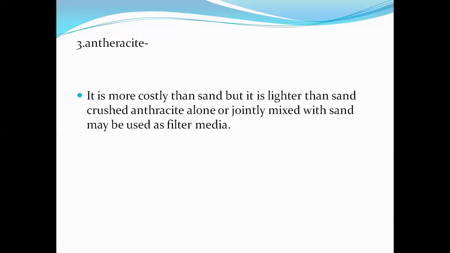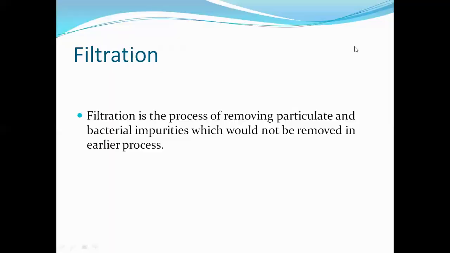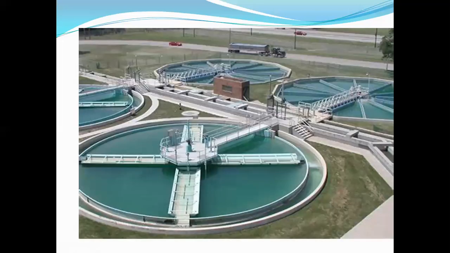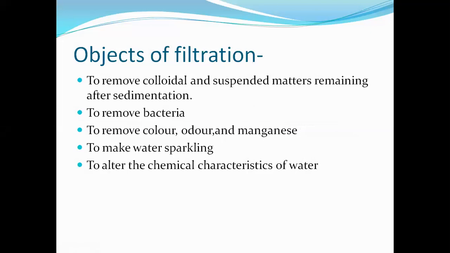Now let us revise it. Now see what filtration is. Filtration is the process of removing particulate and bacterial impurities which were not removed in earlier processes like screening, aeration, sedimentation and coagulation. Then we discussed the objects of filtration. There are 5 objects of filtration. First, remove colloidal and suspended matters; then remove bacteria; then remove color, odor and manganese; make water sparkling; and alter the chemical characteristics of water.